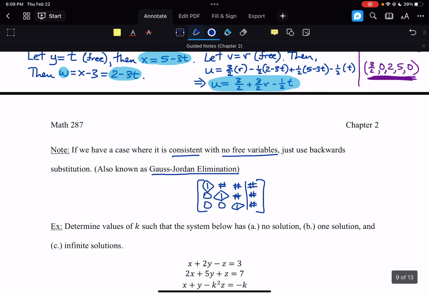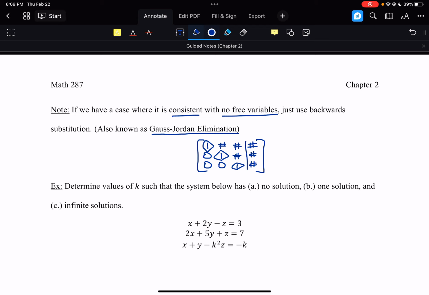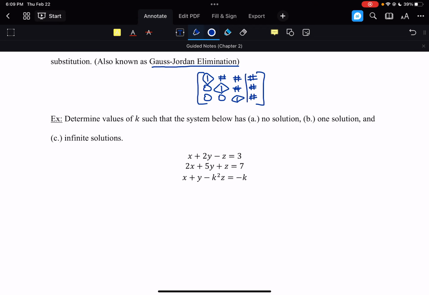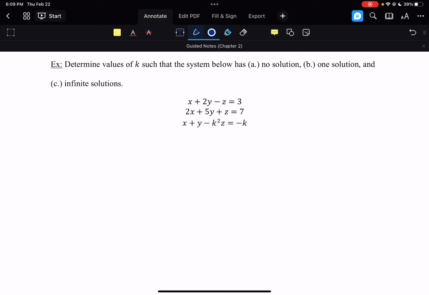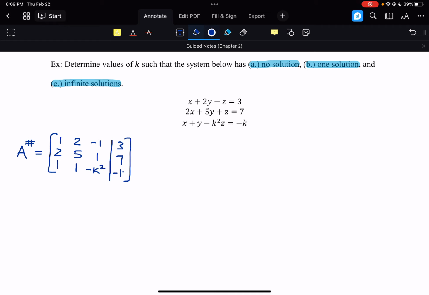So let's look at another example here, something a little bit different, where we can think about all of these possible outcomes in one problem. Determine the values of k such that the system below has either no solution for part A, has one solution, or for part B, has infinite solutions. So if we go ahead and take this system and set it up as an augmented matrix, we're going to get 1, 2, negative 1, augmented with 3. We're going to get 2, 5, 1, 7, 1, 1, negative k squared, and negative k.